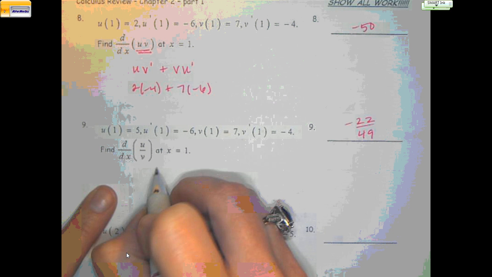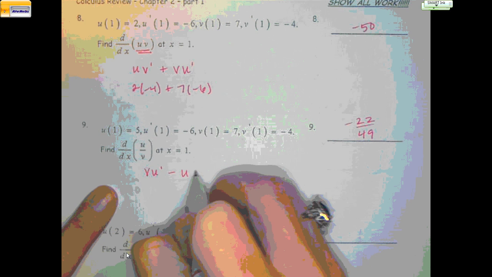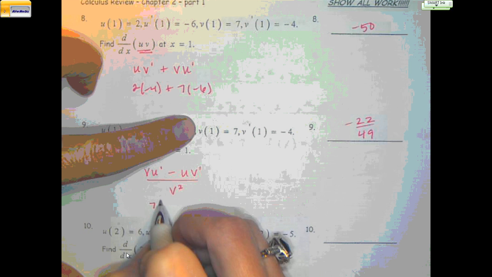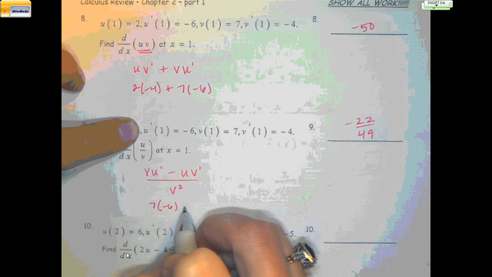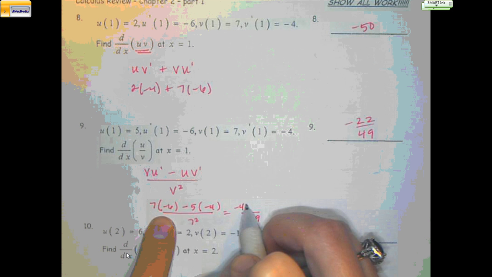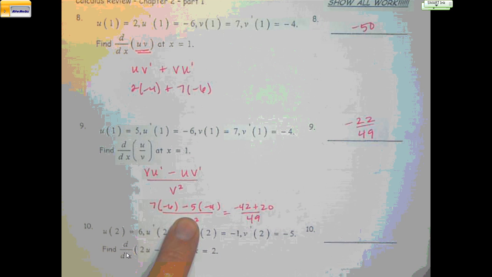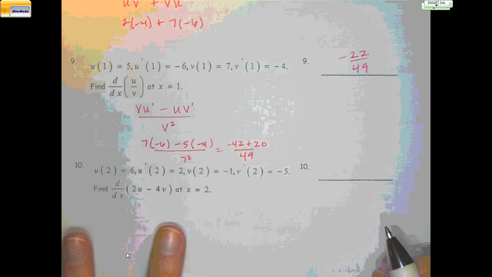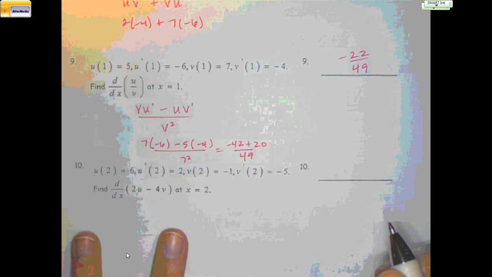How did I get the negative? I don't know. Let's see here. Bottom times derivative of the top minus top times derivative of the bottom over bottom squared. So v is 7 times negative 6 minus 5 times negative 4 over 7 squared. That's 49 in the bottom. This is negative 42 plus 20. Let's make it negative. Maybe you did it backwards.